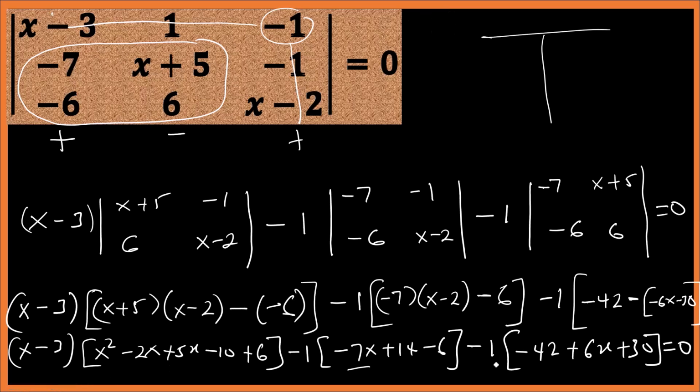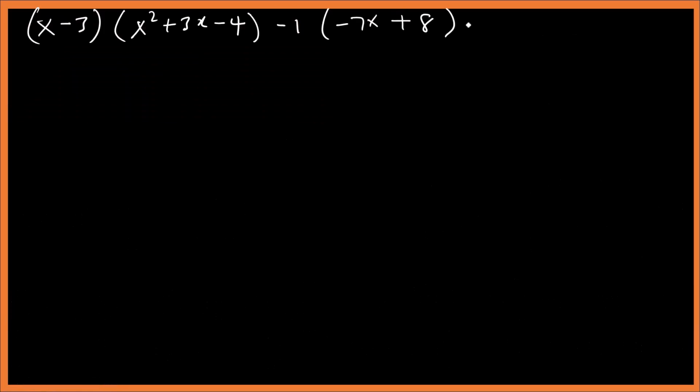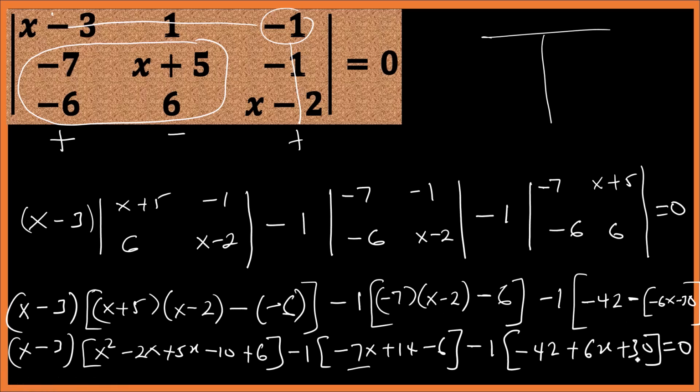And the last one, we have minus 1 here, 6x, then minus 12, minus 12 equal to 0. Let's confirm it. So 42 minus 42 here. As simple as that.